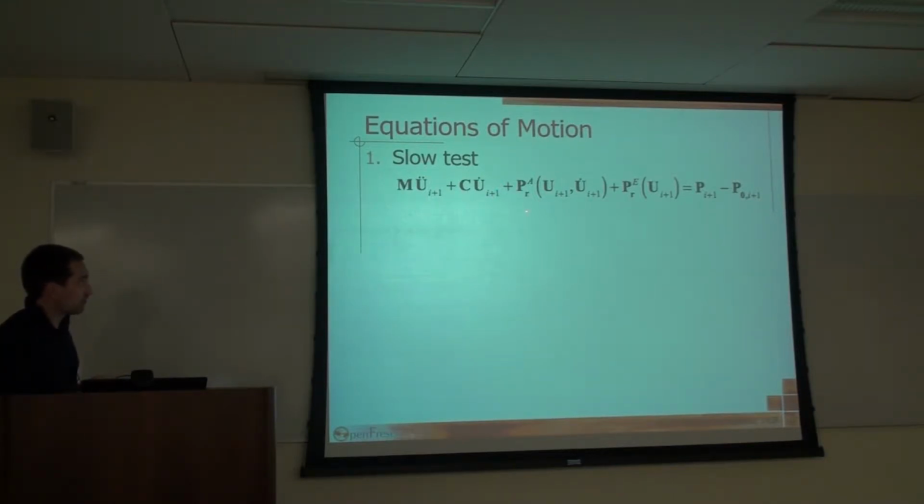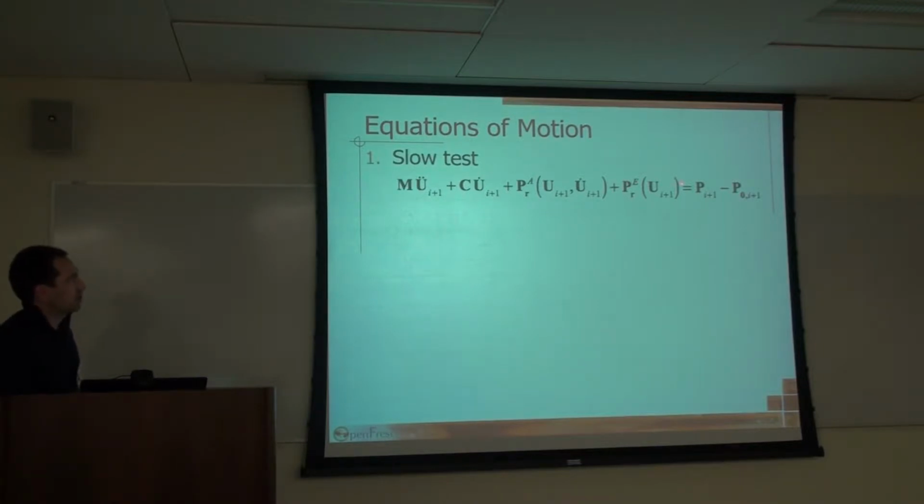we can divide this up into parts. I'm using A and E subscripts instead of N and E: A for the analytical or numerical portion, and E for the experimental portion. So that's how we split it up. In a slow test, the inertia parts and the energy dissipation parts are all numerical. But for the resisting force parts, we have an analytical portion, which typically depends on displacements and velocities, so that's a function of that.